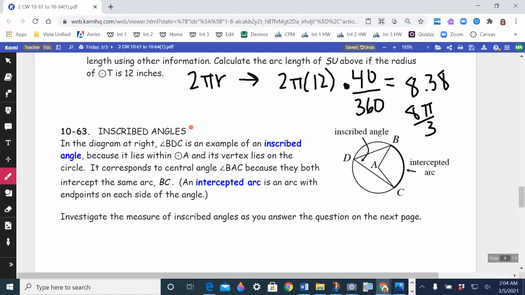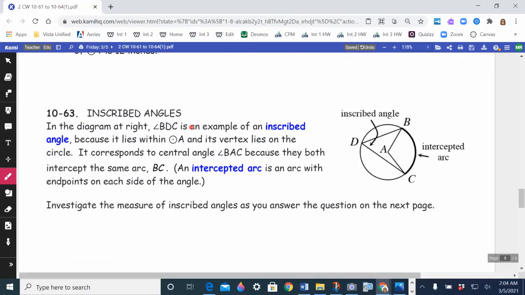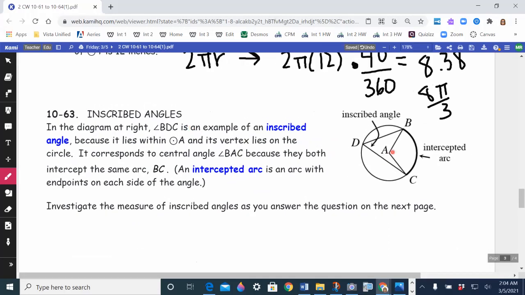So 10-63, inscribed angles. In the diagram at the right, angle BDC is called an inscribed angle. This is an angle where it touches one side of the circle, okay? So the vertex lies on the circle. This one here, the vertex does not lie on the circle. This one actually is at the center of our circle. So this one is a central angle. This is an inscribed angle, okay?